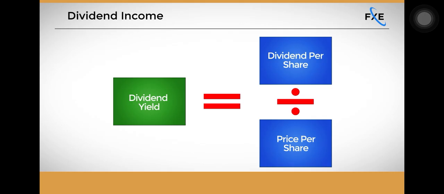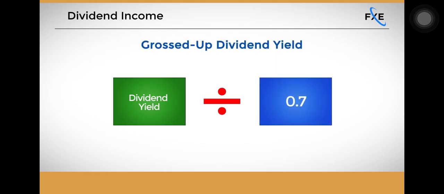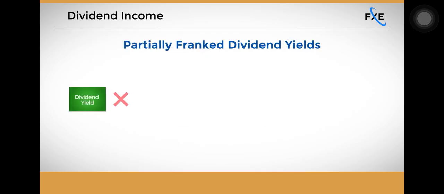If you want to know what the dividend yield is, including the franked component, also referred to as a gross-up dividend, you divide the dividend yield by 0.7, as we can see on the screen. This calculation assumes that the company tax rate is 30% and the dividend is 100% franked. For partially franked dividends, the formula changes to account for the franked percent.